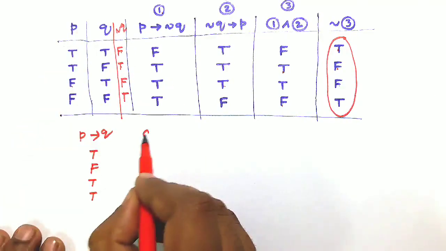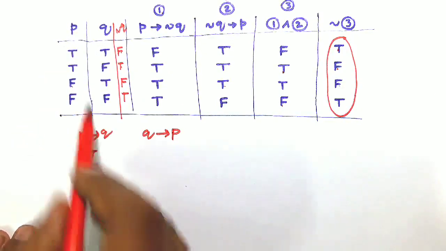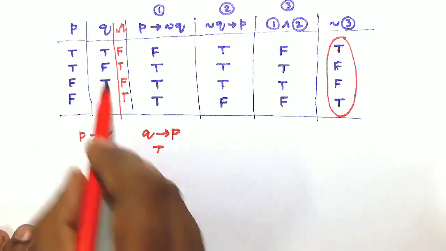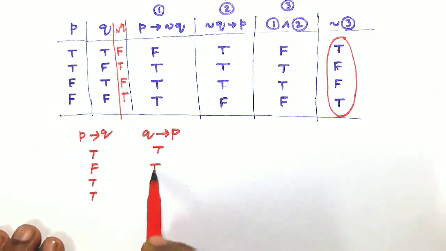And Q implies P. Okay, T implies T is T. F implies T is T. T implies F is F. And F implies F is T.